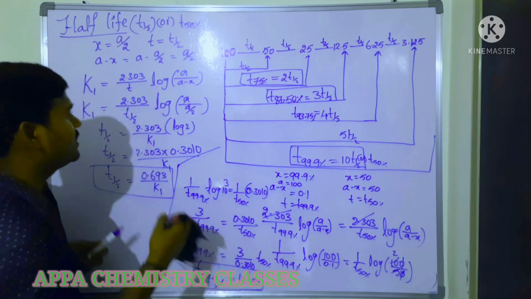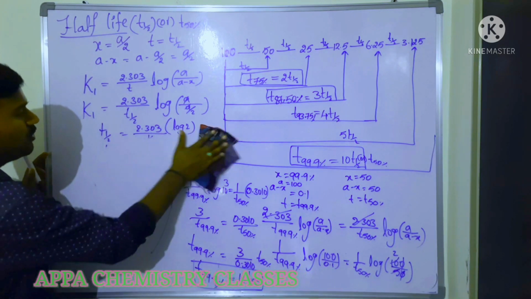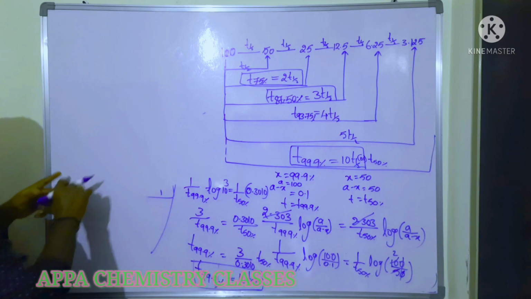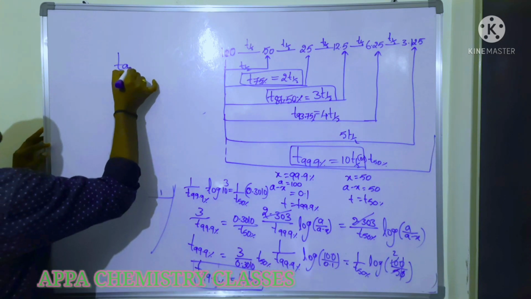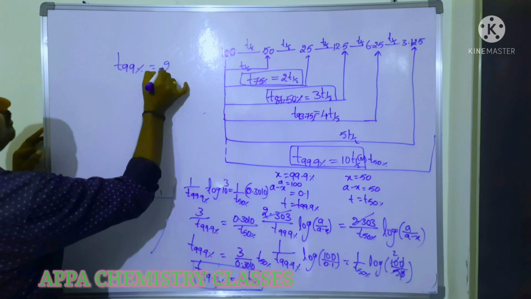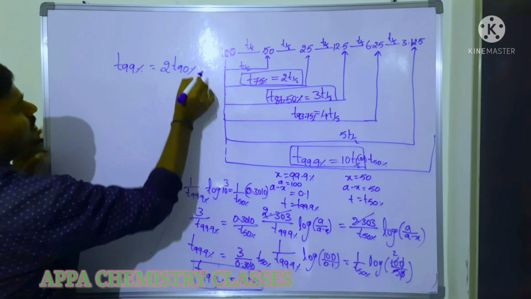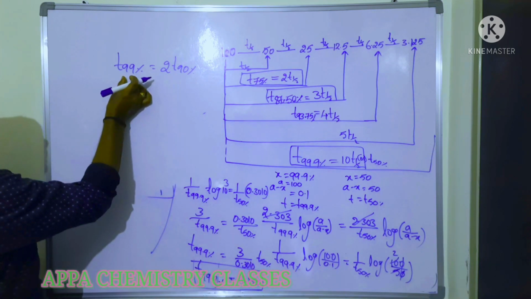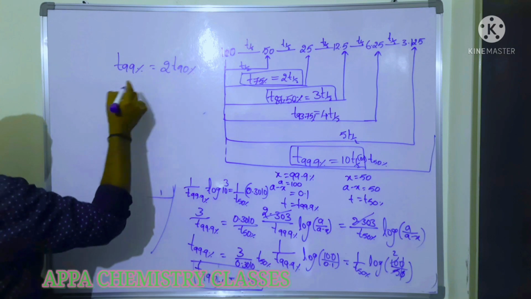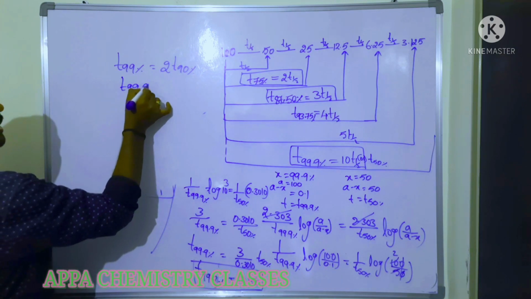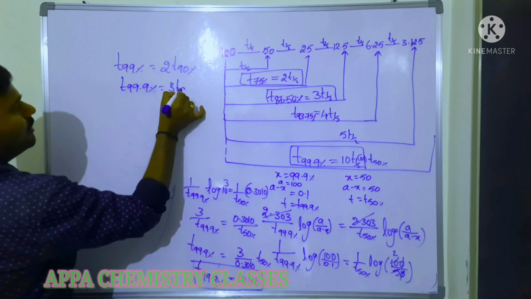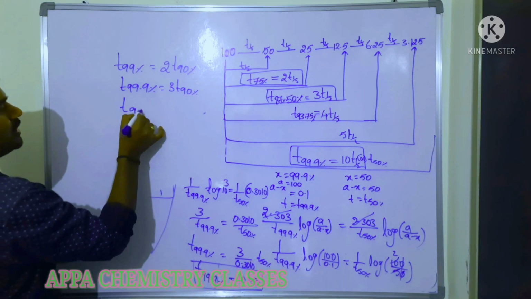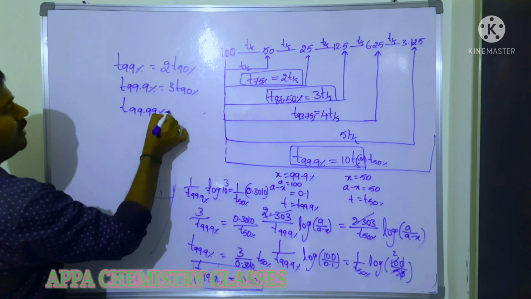Along with these relations, you need to remember some more relations also. These are very important, and you can remember them easily. That is T 99% is equal to 2 T 90%. If any questions are asked based on this 99 versus 90%, you can do it. Here how many 9s are there? 2. So 2 times T 90. T 99.9% is 3 T 90%. How many 9s are there here? 3 9s. So 3 times T 90. It is just a simple trick for remembering.